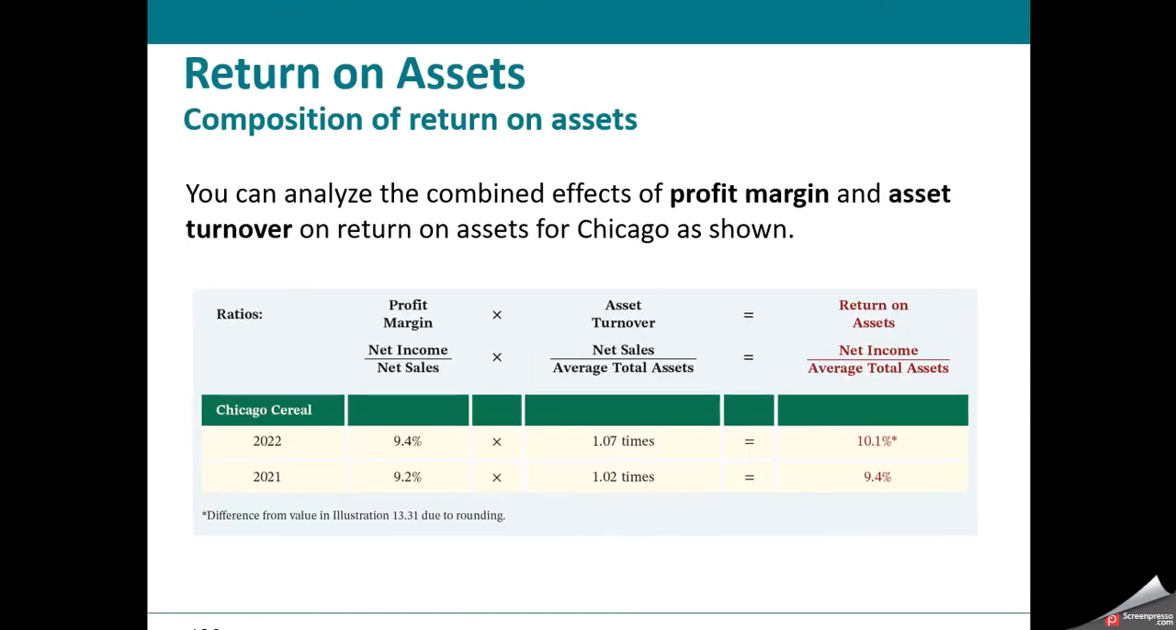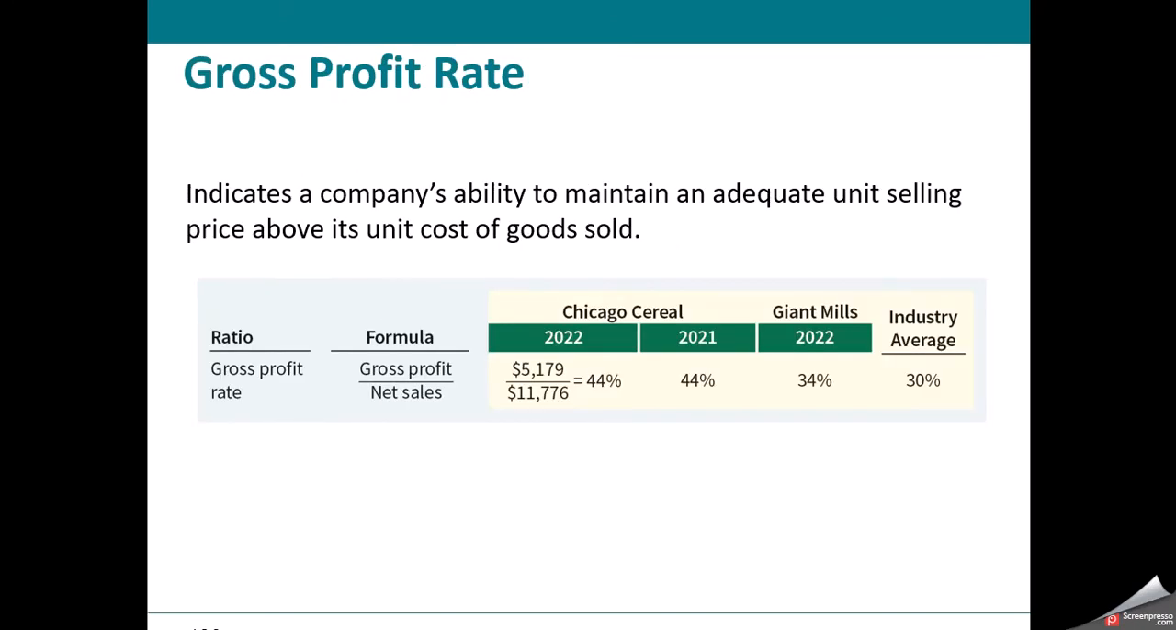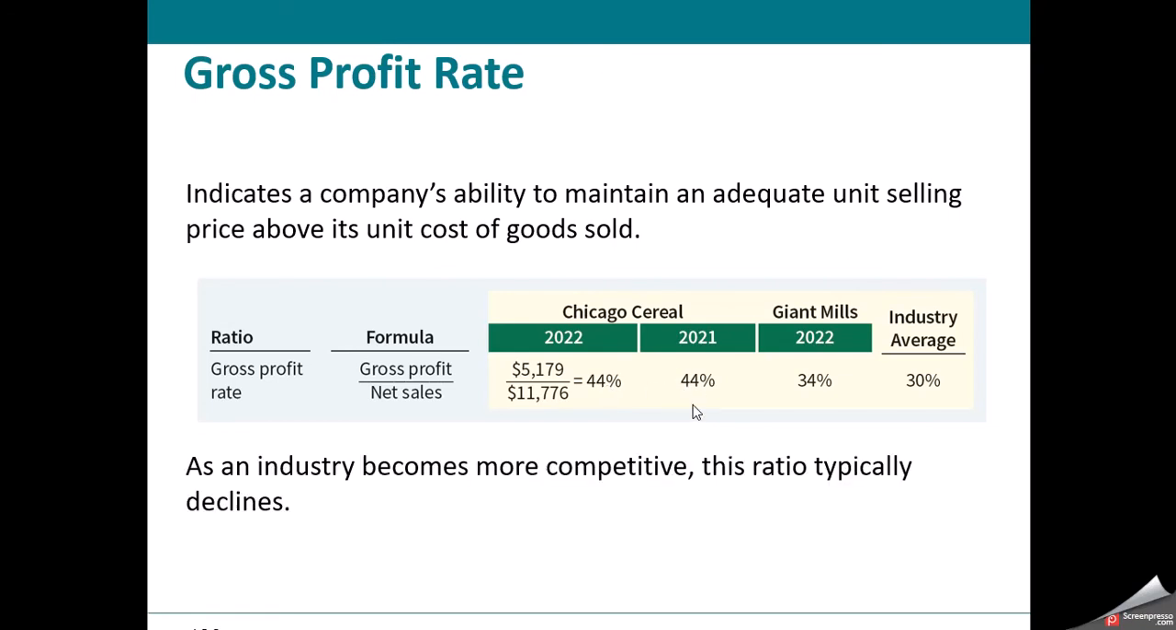Okay, then we have our return on assets, which is then our net income over our average total assets. And again, the higher the better. Our gross profit rate is our gross profit, which is our sales minus our cost of goods sold, over our sales. So it's how much profit is left to cover our operating expenses and eventually provide us profit. So again, the higher the better. So this company looks good.